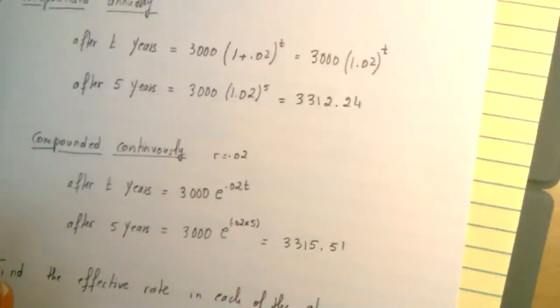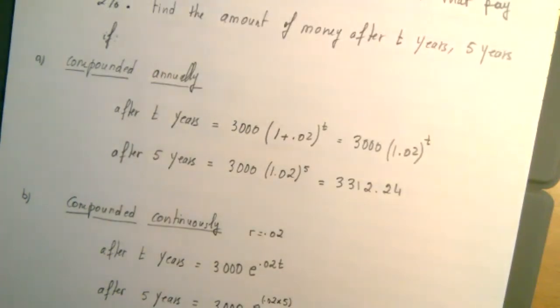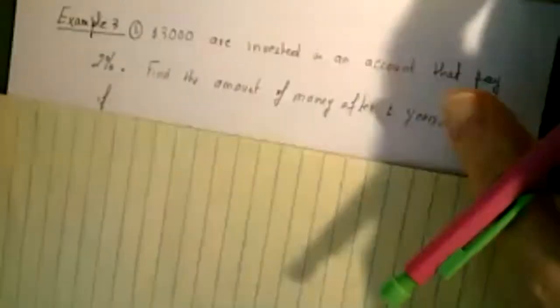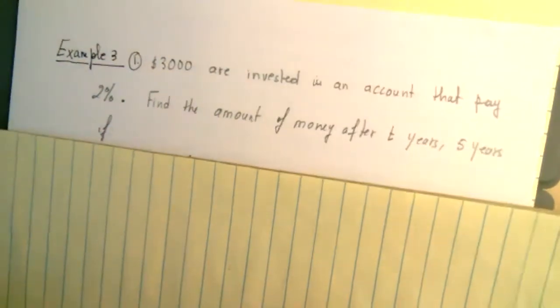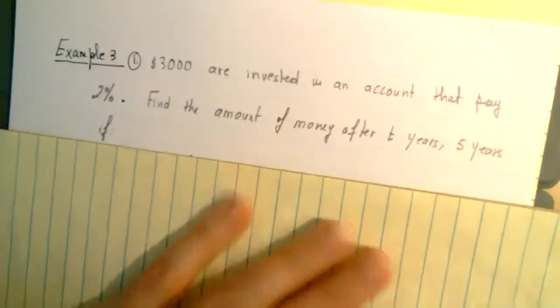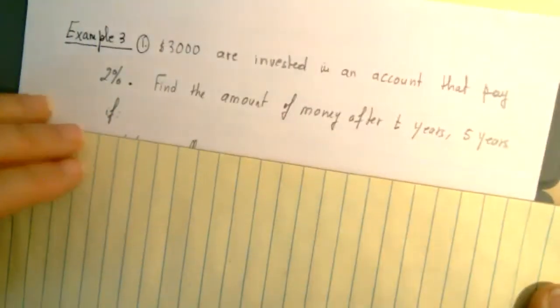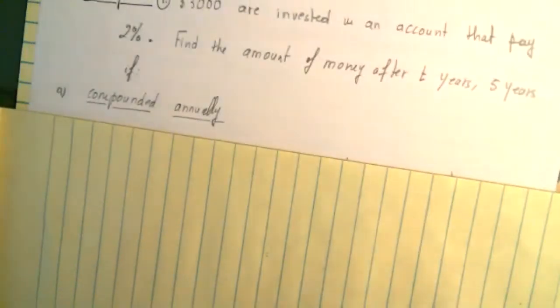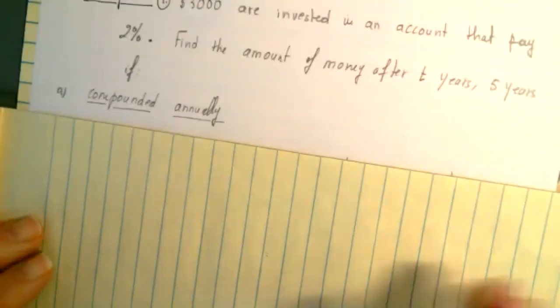So we finalize this section with an example. Again, a simple example. Suppose you have 3,000 invested in an account that pays 2%. Find the amount of money after 2 years and after 5 years, if compounded annually. I always start with compounded annually to remind you what happens annually. It is actually kind of simple.